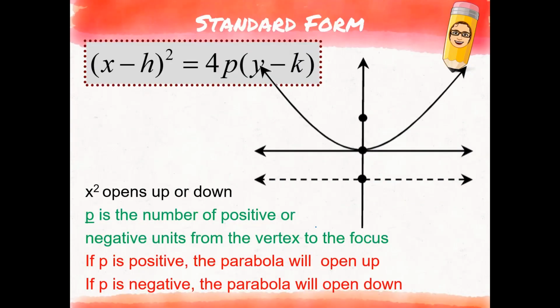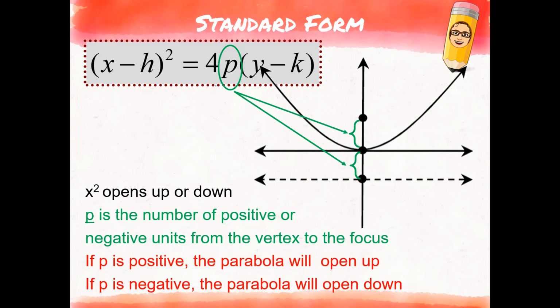The equation of a parabola that is up and down is (x minus h) squared equals 4p times (y minus k). Now, this p-value is the number of positive or negative units that the vertex is from the focus, and also from the directrix. If our p-value is positive, the parabola is going to open up. If the p-value is negative, the parabola will be opening down. Thus, the focus would be below and the directrix would be above.